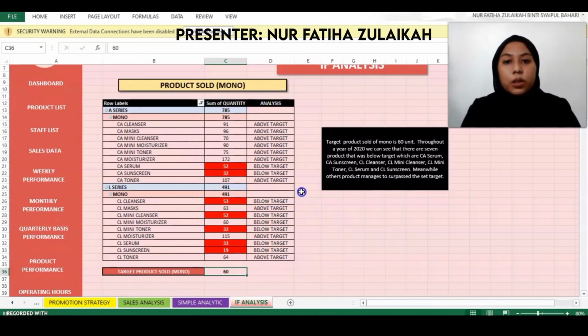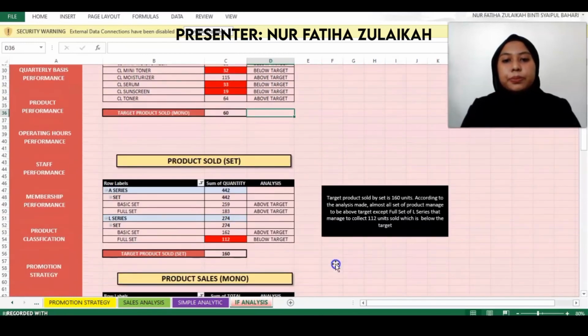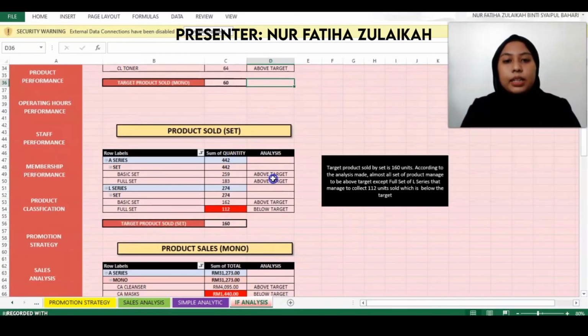Throughout the year 2020, we can see that there are 7 products that were below target, which are CA Serum, CA Sunscreen, CL Cleanser, CL Mini Cleanser, CL Mini Toner, CL Serum, and CL Sunscreen. Meanwhile, other products managed to surpass the set target of 16 units. Next, products sold by set. The products sold by set target is 116 units.